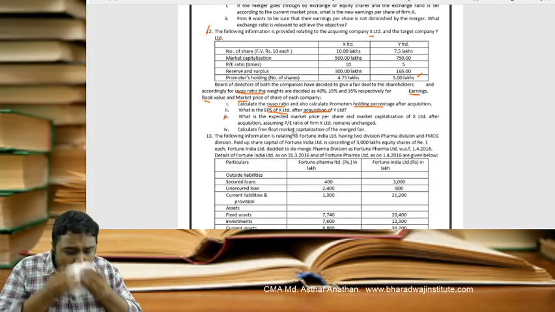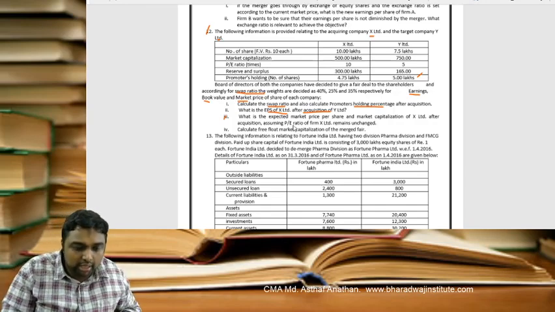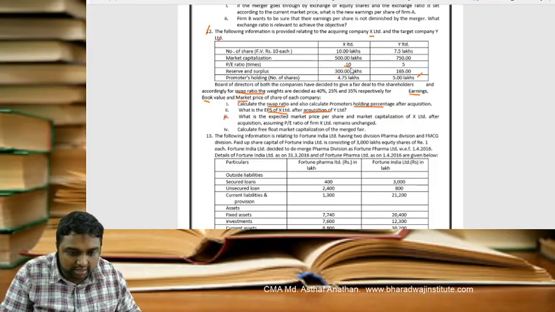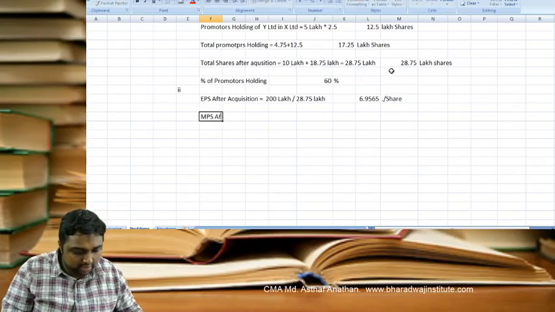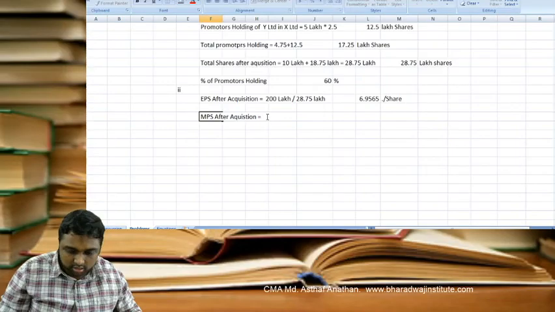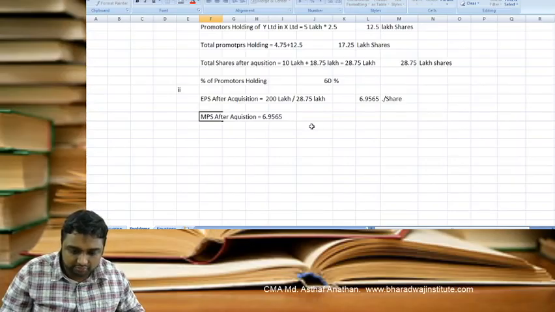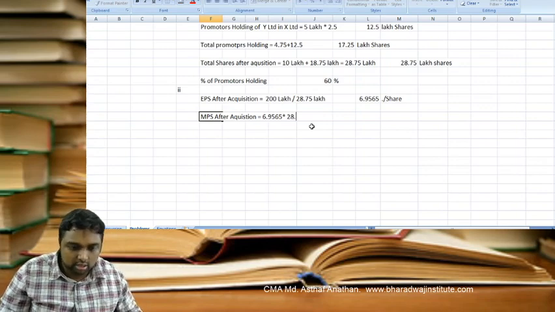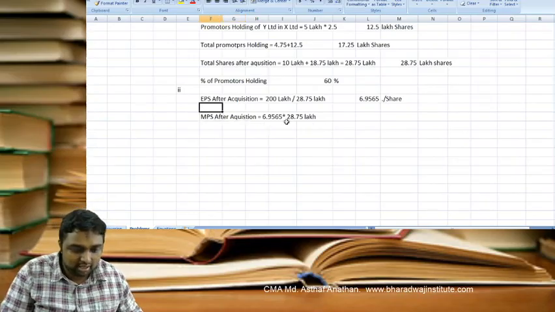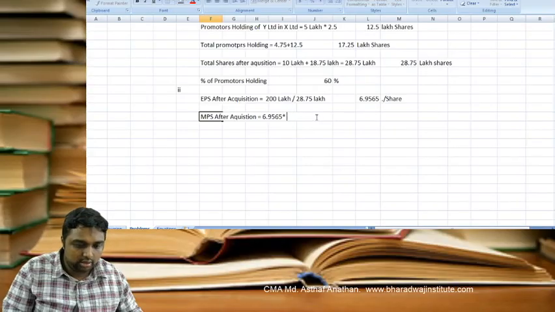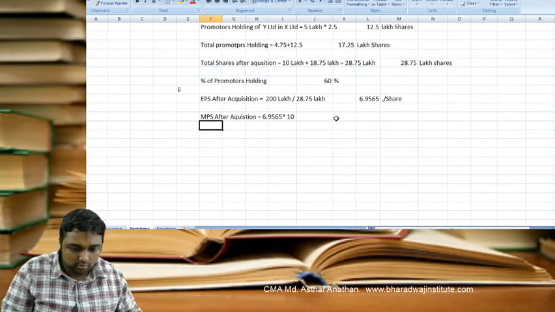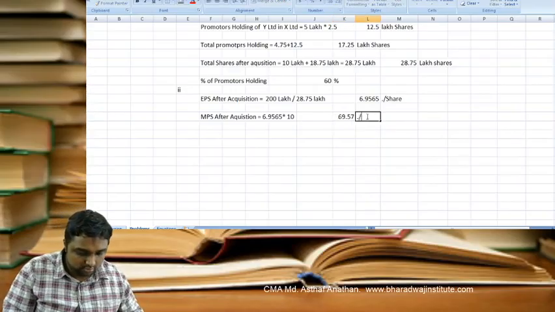Now, what is the expected market price of share of X Limited after acquisition, assuming the P/E ratio of X Limited remains unchanged at 10 times? They're asking for the market price only. 6.95 is your EPS into 10, that is your P/E, which will come to 69.57 per share.